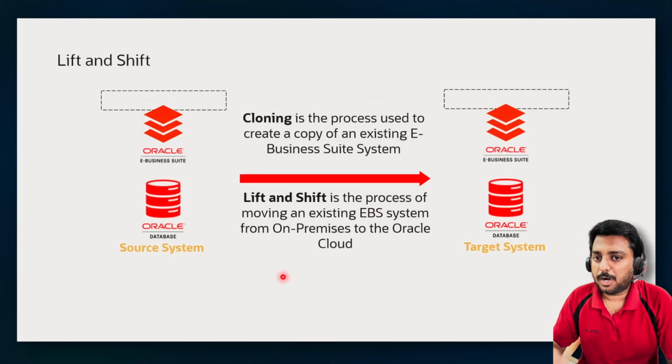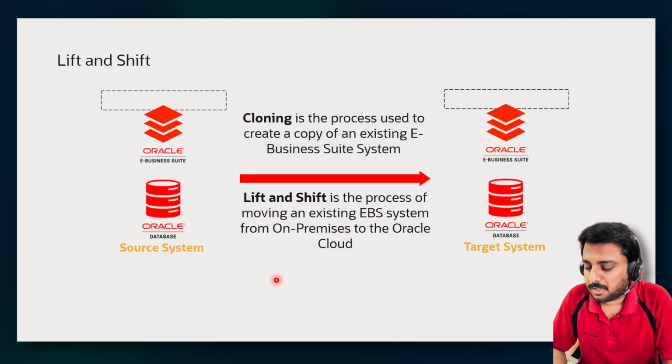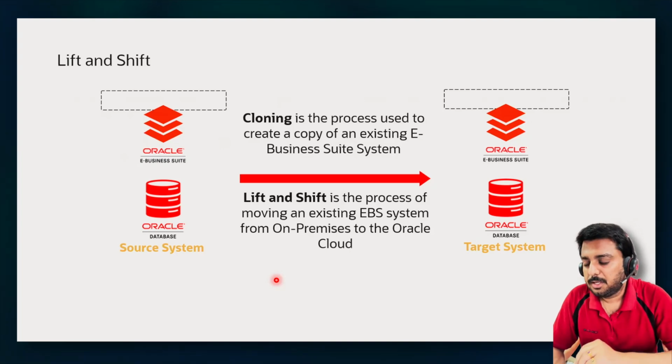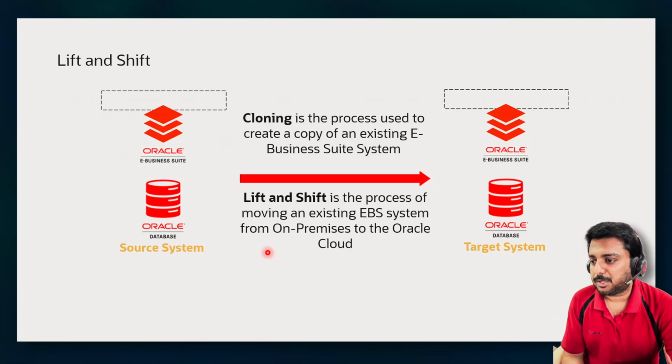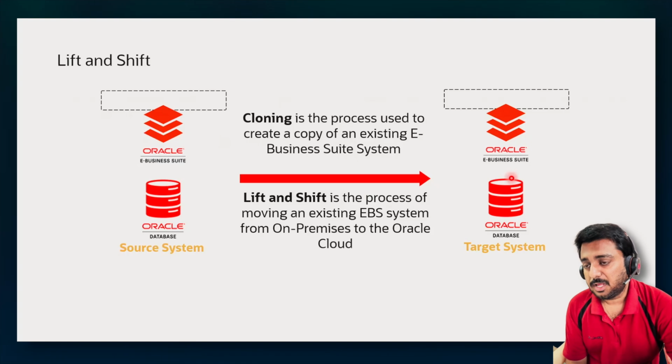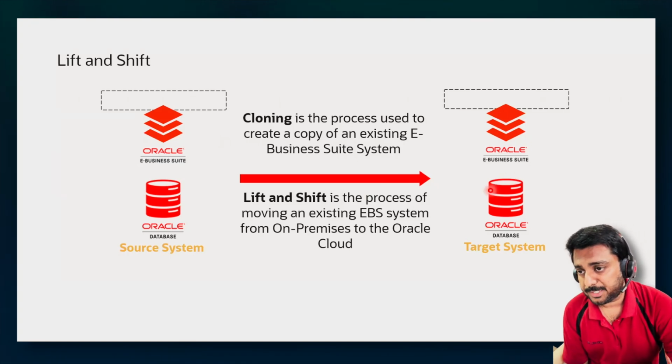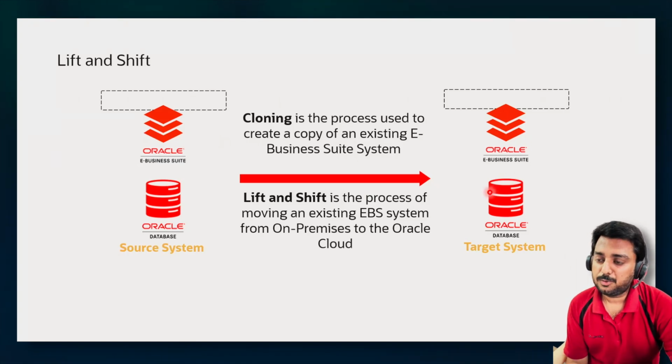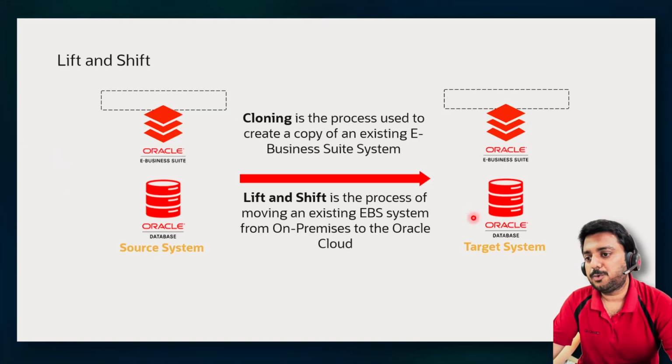So let's understand what this lift and shift process is all about. Lift and shift is a process where you move your existing environment from on-premises to OCI. It's like your cloning process where you take a copy of your source environment and move this copy to OCI, to your storage service. And once the backup is moved to OCI, from the backup, you will then use the Cloud Manager application to provision the instance. So this lift and shift process is divided into two phases.